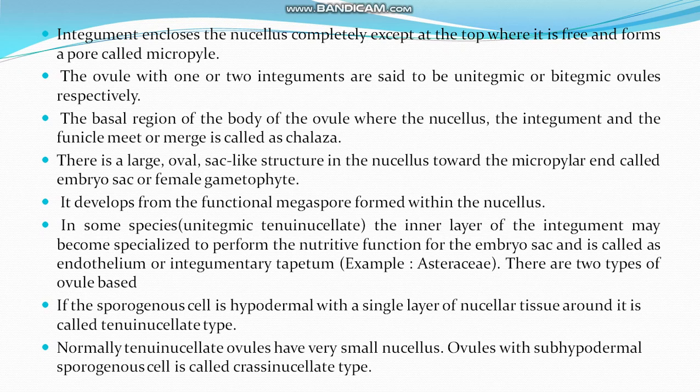There are two types of ovule based on the position of the sporogenous tissue. If the sporogenous cell is hypodermal with a single layer of nucellar tissue around it, it is called tenuinucellate type. The second one is crassinucellate type. Normally, tenuinucellate ovules have very little nucellus. Ovule with a subhypodermal sporogenous cell is called crassinucellate type.